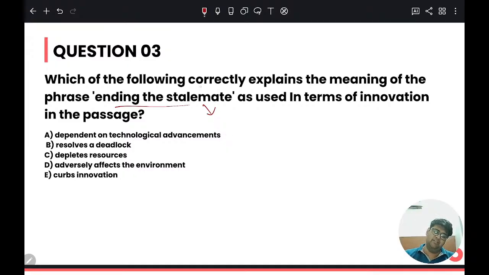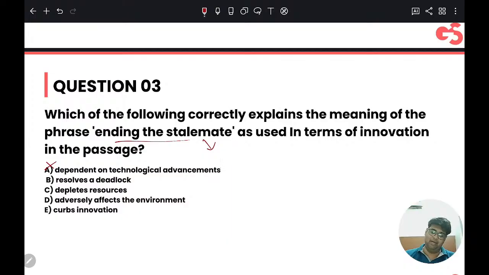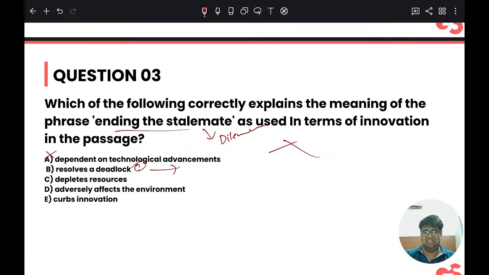Dependent on technological advances. Ending the stalemate doesn't mean that. A stalemate means a deadlock or a dilemma. So let's see, resolves a deadlock. That is, deadlock means like the arm wrestling competition. Now, resolving a conflict. It's kind of a, depletes resources, ending the stalemates.